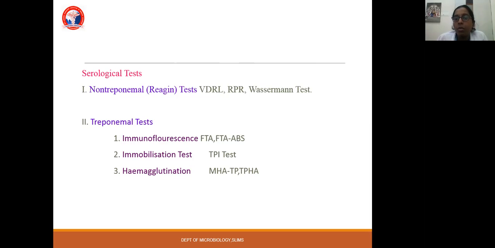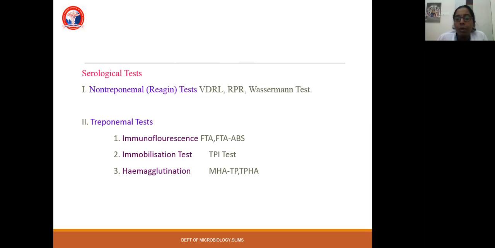So in these cases also you will be seeing false positive tests. So for this we have to do some specific tests. The gold standard for the specific test is the Treponema pallidum immobilization test.